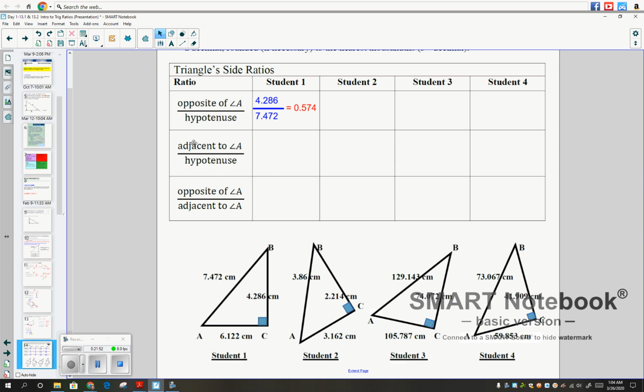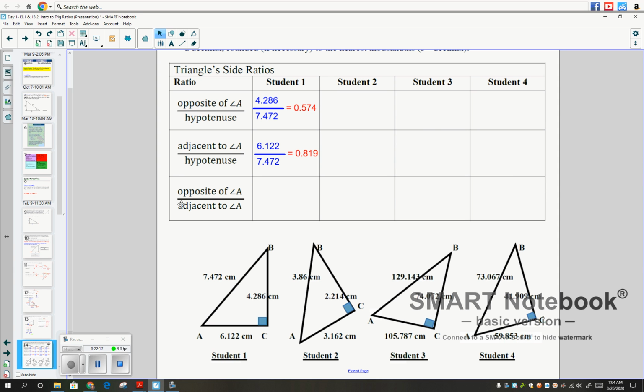The next ratio it asks is adjacent, which measures the side adjacent to angle A over the hypotenuse. The adjacent side is 6.122 over the hypotenuse again, which is 7.472. Simplify that by just dividing it in my calculator, taking 6.122 divided by 7.472, and I get 0.819 rounded to 3 decimal places.